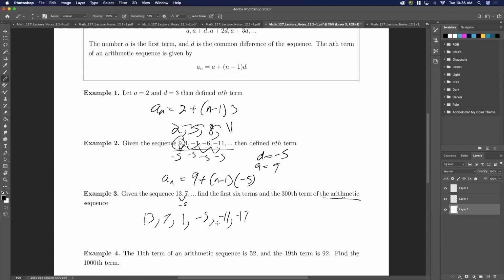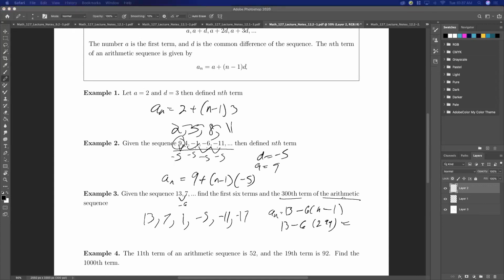And so notice here we can crunch out the terms, and if I wanted to find the 300th term of this, I just write out my general formula. It would be 13 minus 6 times (n minus 1). Hold on, I said minus, did I write it? No, n minus 1. So the 300th one of this would be 13 minus 6 times 299. And I'm going to crunch that through a calculator.